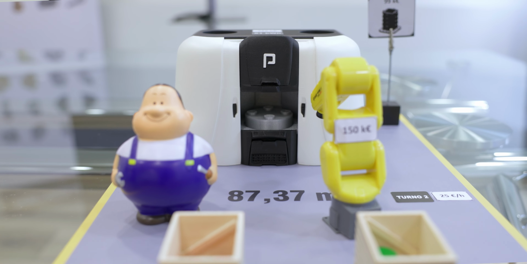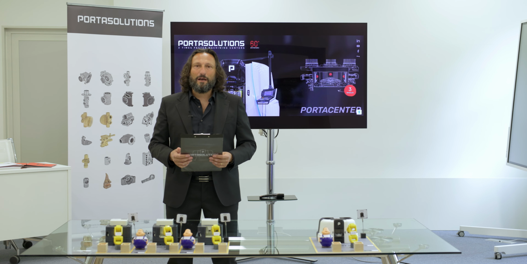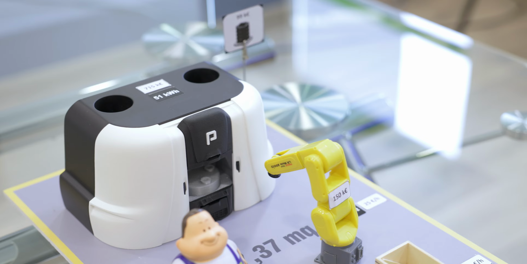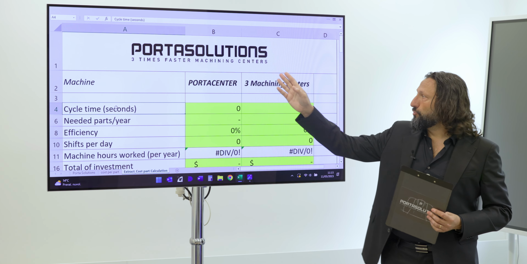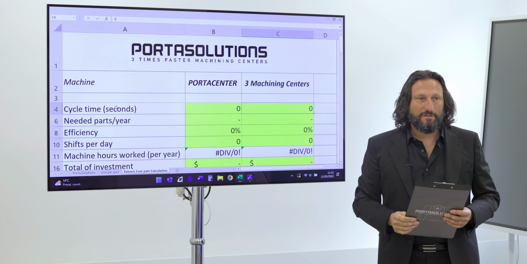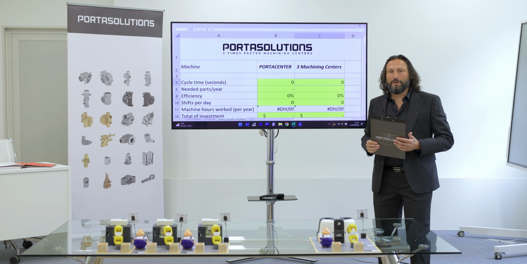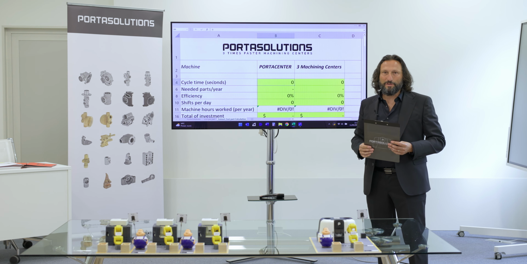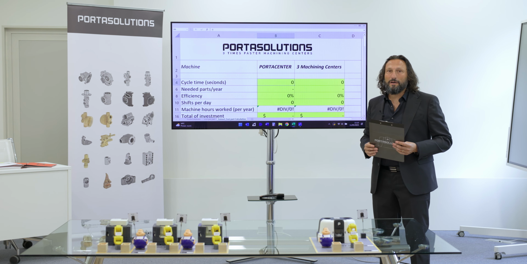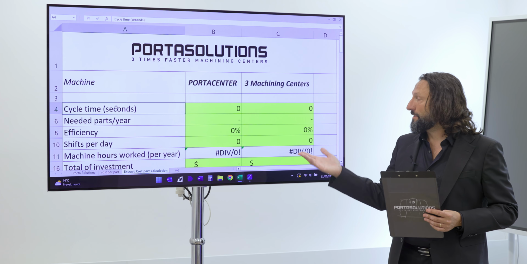So today I would like to show you with our Excel file how we use this data, and the data we are using today are data from a real case history. So let's see the Excel file. The file is organized in two columns, the PORTACENTER column and the column of the 3 CNC center machine. This file is a simplified version of the real file that we normally use. So we're going to have 10 variables, and this already gives you an understanding of what we can achieve with the Porta solution, with the PORTACENTER.